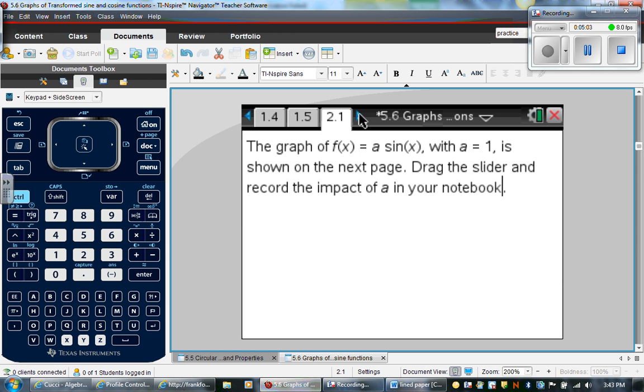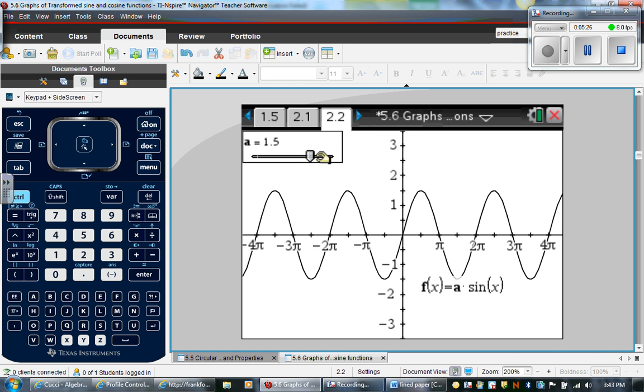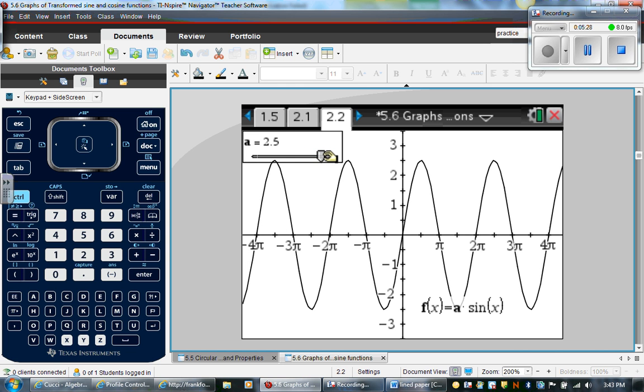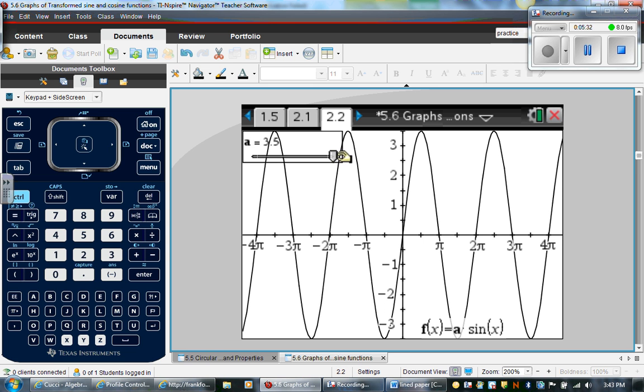Okay. All right, so the graph of f of x equals a sine x with a equals 1 is shown on the next page. We're going to drag that slider, and we're going to come up with a conjecture about how a is affecting this graph. All right, so right now, a is at 1. So as I move this slider, and I change 1 to 1.5 and to 2, notice what's happening to my function as a increases in size.